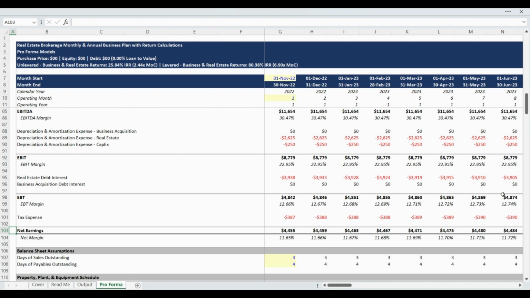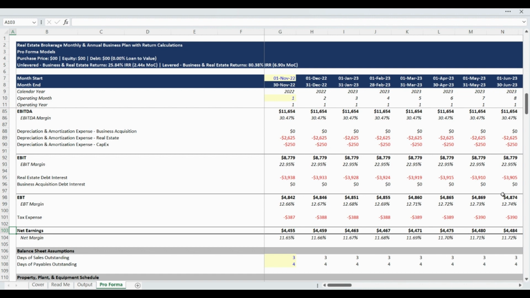Depreciation is split out in the model to segregate depreciation for the business acquisition if you are acquiring through an asset purchase, real estate depreciation if you are buying a facility in the transaction, and general capital expense depreciation. Depreciation expenses are deducted to calculate the monthly earnings before interest and taxes. A calculation of the earnings before interest and taxes margin is also included within the income statement.